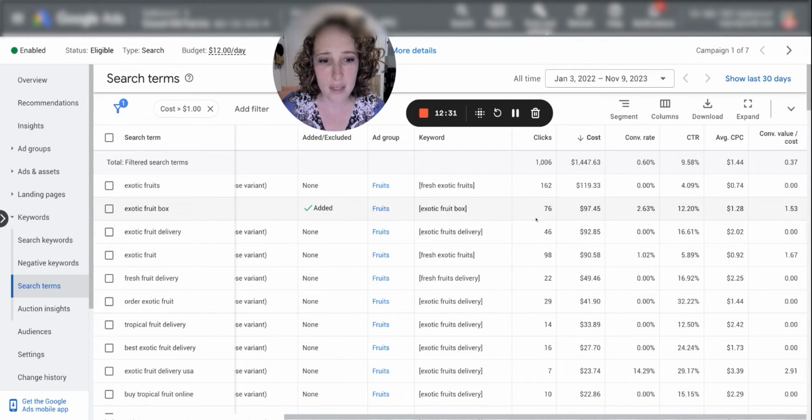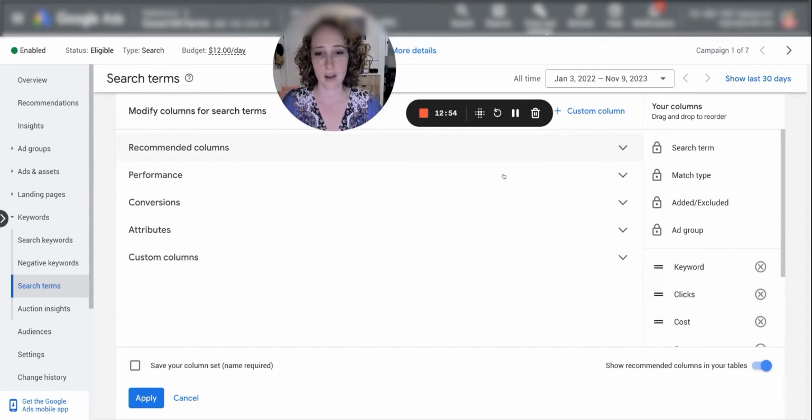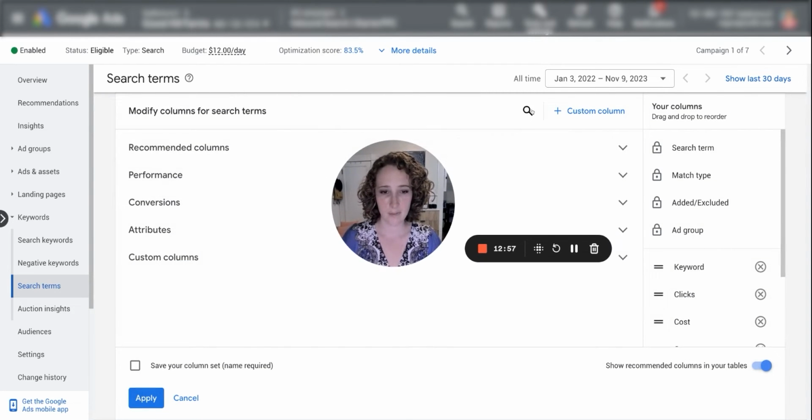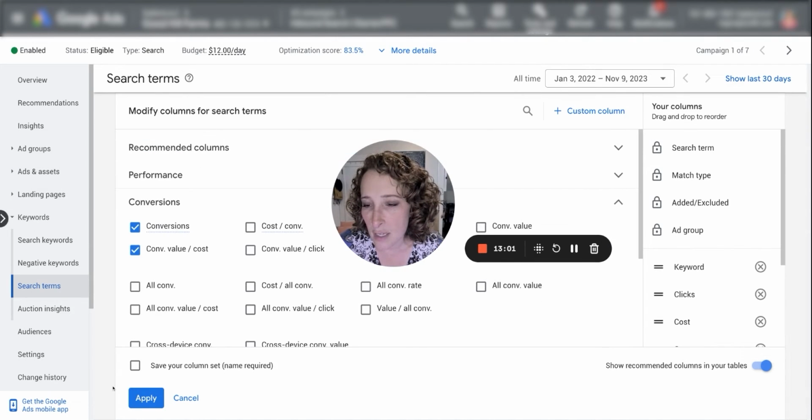Okay, exotic fruit box, second most spend. It has 1.52 conversions attributed to it. The cost per click is higher, which makes sense because someone looking for a box is a much higher purchase intent. I'm sorry. This is 1.53 ROAS, 153% ROAS. We don't know how many conversions there are, so let me pull that up. Conversions. Okay.